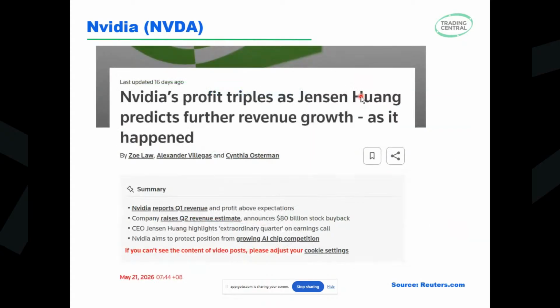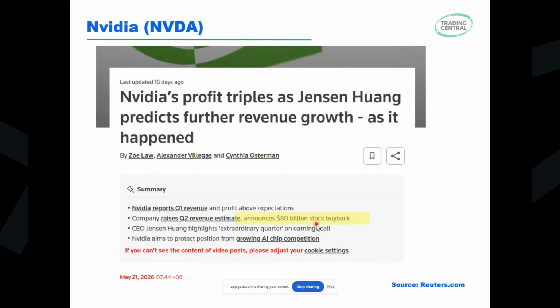And ladies and gentlemen, NVIDIA's profits triple. Okay, and it also gives a very upbeat outlook on revenue growth. At the same time, you can see that it announced an $80 billion stock buyback. At the same time, it increased its stock dividends. Hey, ladies and gentlemen, this company is very, very confident of its own future.